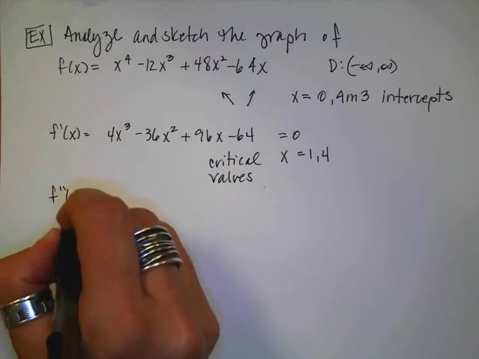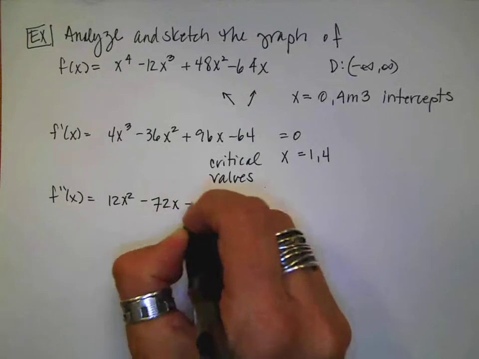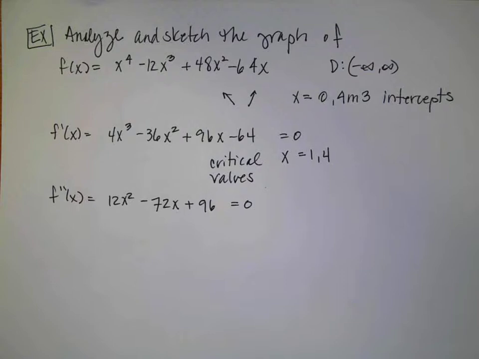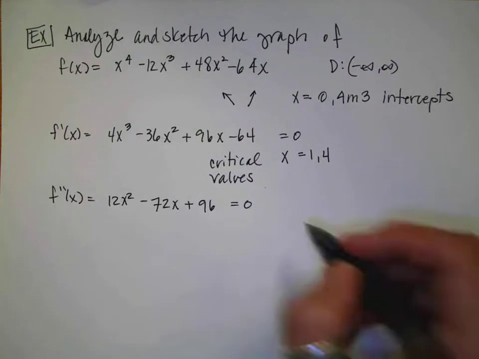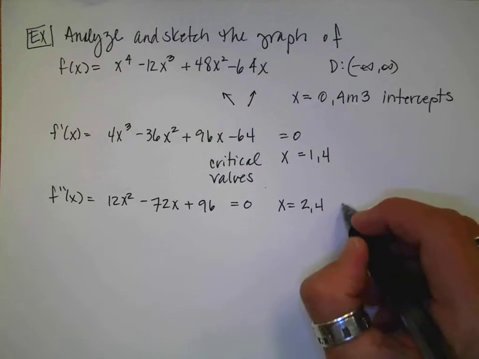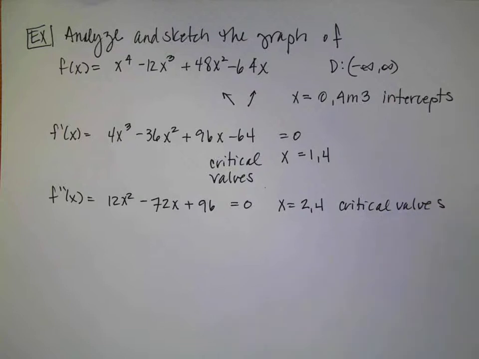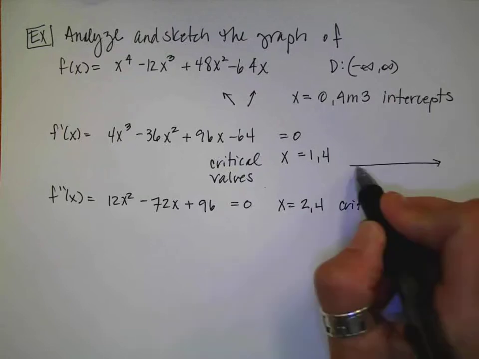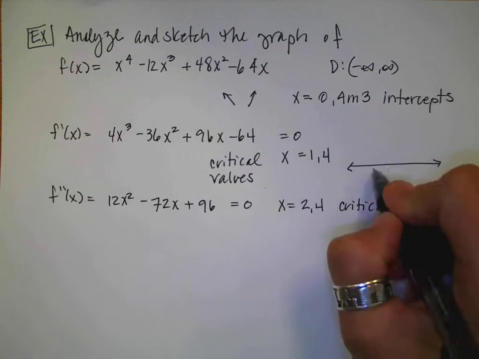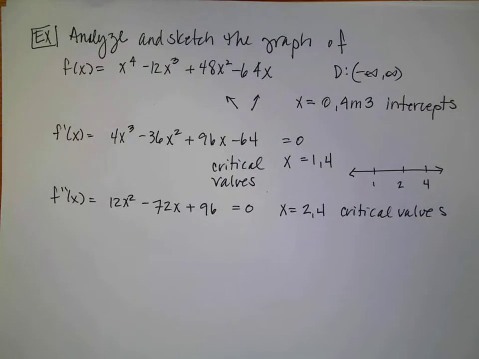Well, then I'm going to take my second derivative, and I'm going to get 12x squared minus 72x plus 96. Set that equal to 0. Factor out the 12 and factor, and I'm going to get that these critical values are 2 and 4. Okay, so these are my critical values. For me, it's helpful to see it on a number line. I'm not going to put my x-intercepts on the graph. I'm just going to put my critical values. So I have 1, 2, and 4.